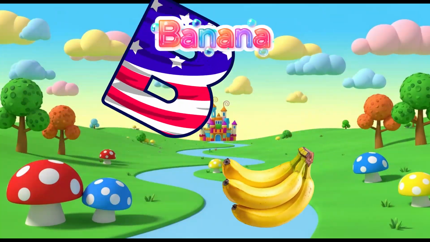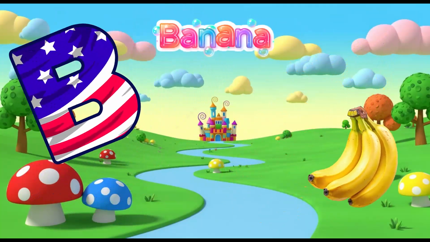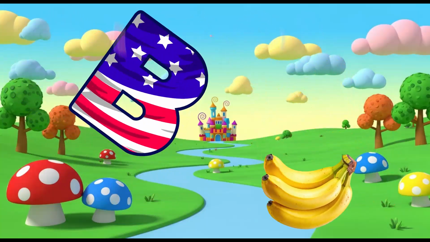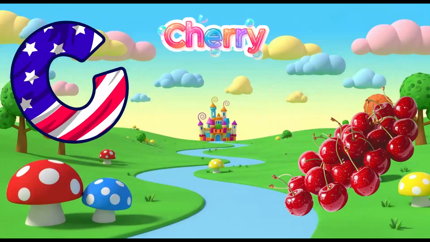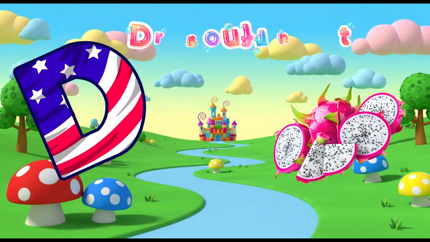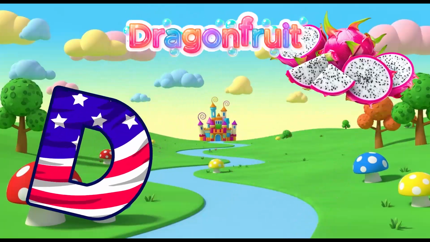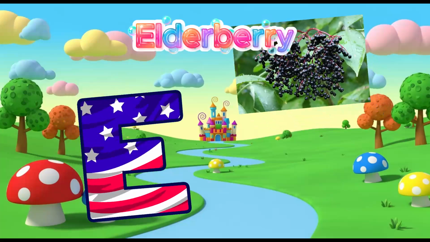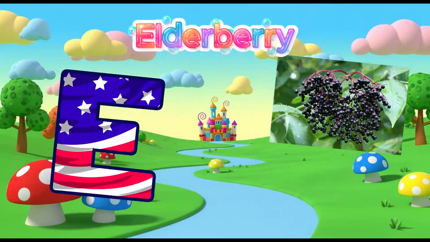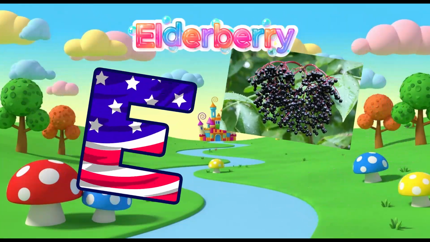B is for banana. C is for cherry. D is for dragon fruit. E is for elderberry.